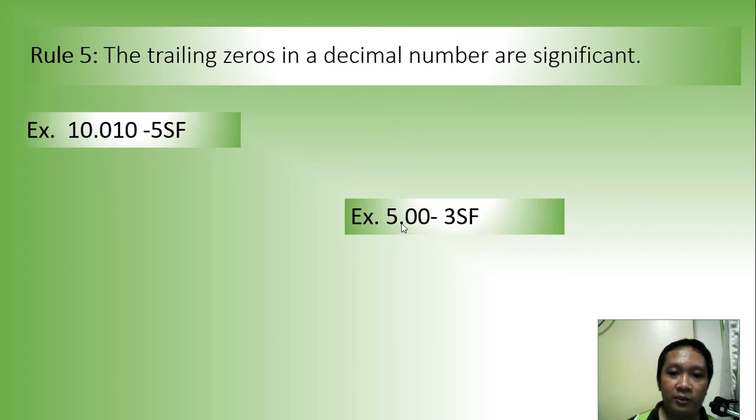Example, we have 5.00. All of the zeros become significant because of the decimal point. In the absence of this, then there's only 1. But with the presence of the decimal point, these zeros become significant. So there are 3 significant figures in this case. Okay, that's rule number 5.